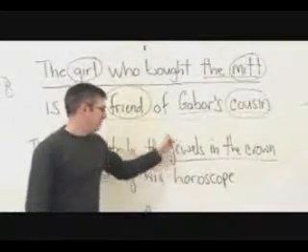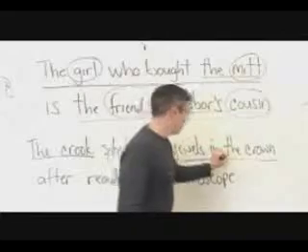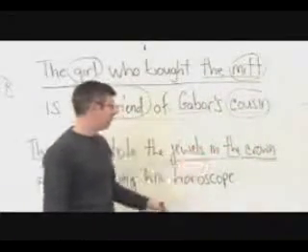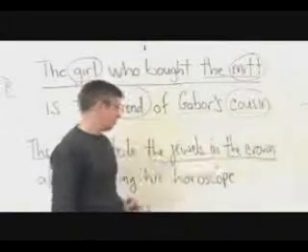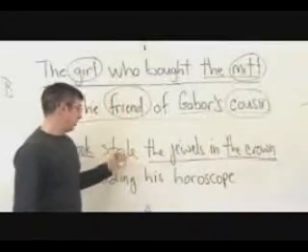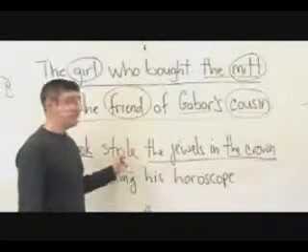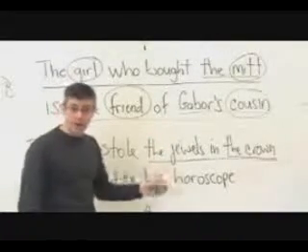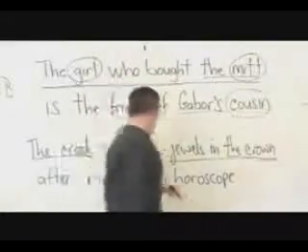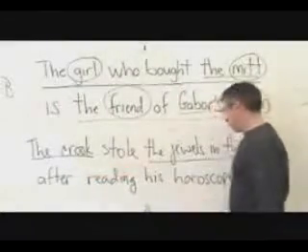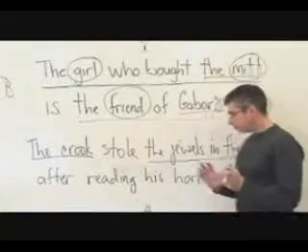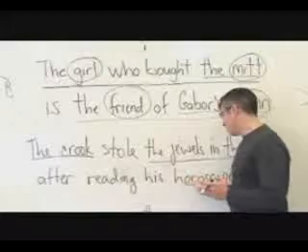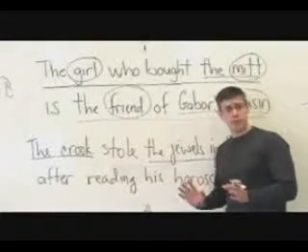So the jewels in the crown, again, the crown, that's another nominal phrase within this nominal phrase. It's the object of the preposition, whereas this phrase, the jewels in the crown, is functioning as the direct object of stole. Stole what? The jewels in the crown. And this thing, after reading his horoscope. Now, after is also a preposition. So after reading his horoscope is a prepositional phrase.